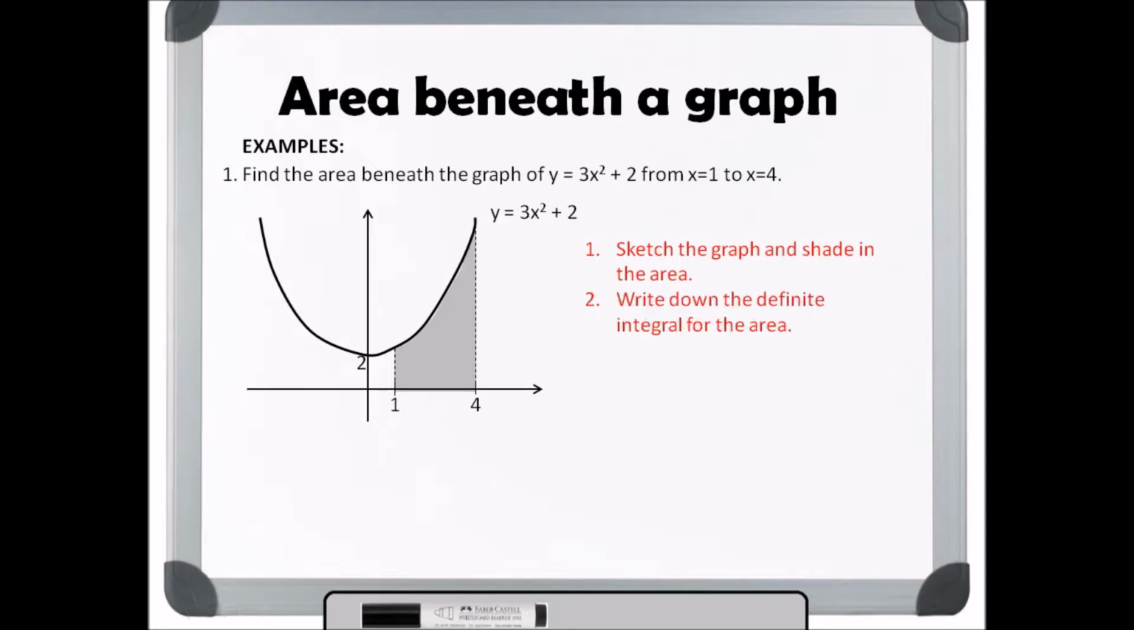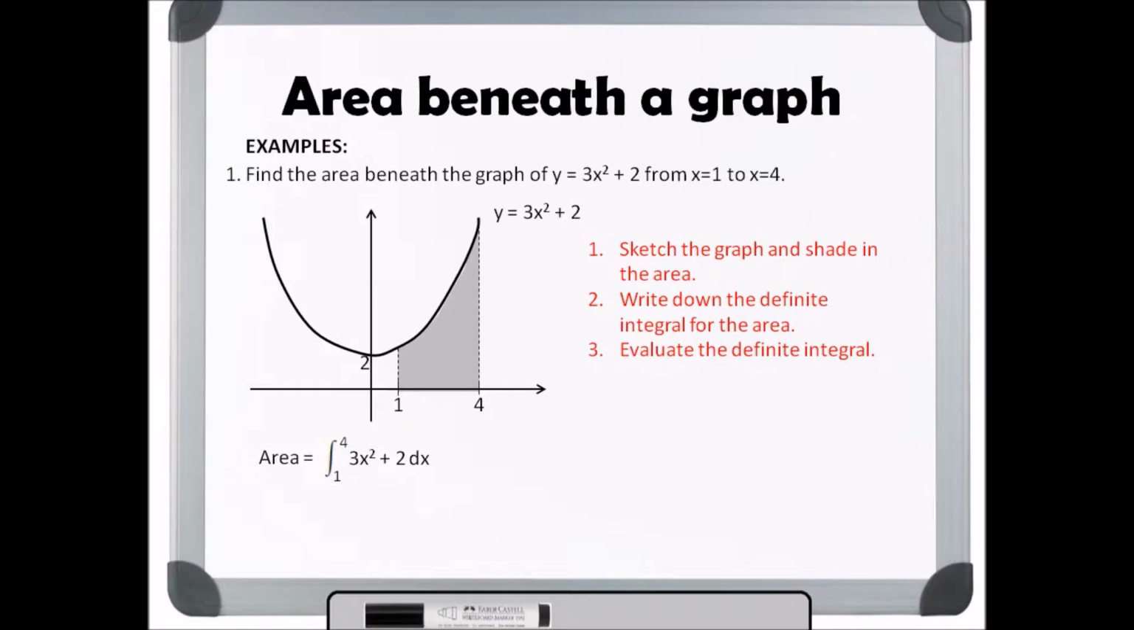Once that is done, we need to write down the definite integral that represents this area. Since this area is above the x-axis, we can write it down as the definite integral of the function 3x squared plus 2 from the right bound of 4 to the left bound of 1. And finally, we can evaluate this definite integral we have set up.